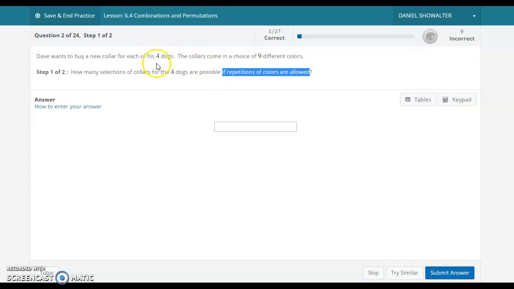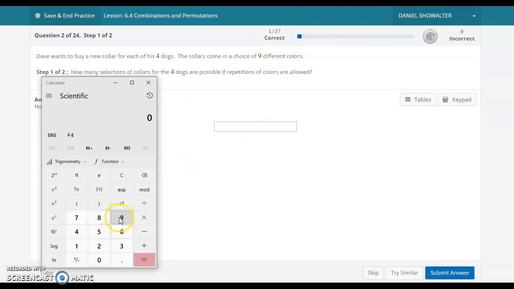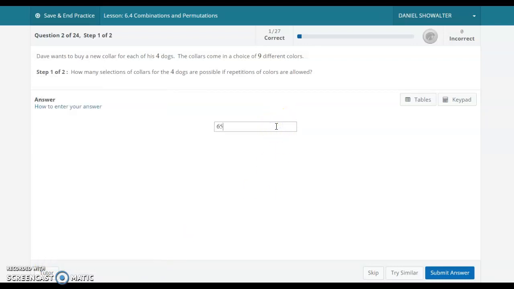So we would have 9 choices for the first dog, 9 choices for the second, 9 for the third, and 9 for the fourth. Again, they're independent. Whatever we choose previously doesn't impact the number of choices we have for the next ones. So this would be 9 to the 4th power, and that would give us 6561.